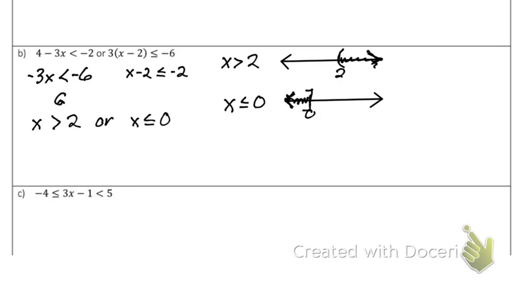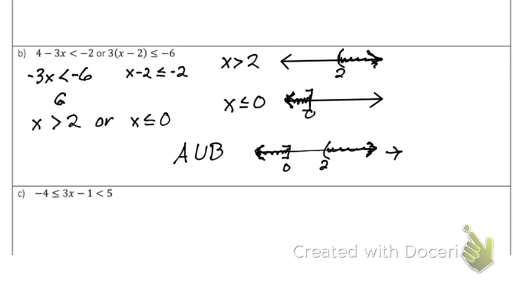Well, this is a union. This is A union B. So I'm going to take everything from x is greater than 2 and put it on here. So that looks something like this. I'm also going to take everything from the other one, which would be that 0. That is union, taking everything and pushing it together.